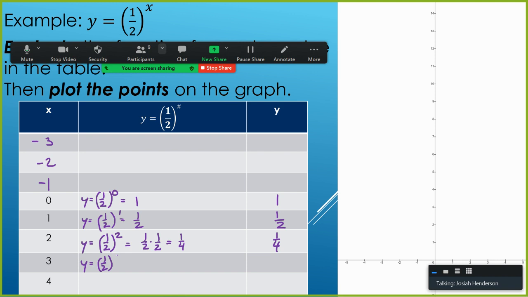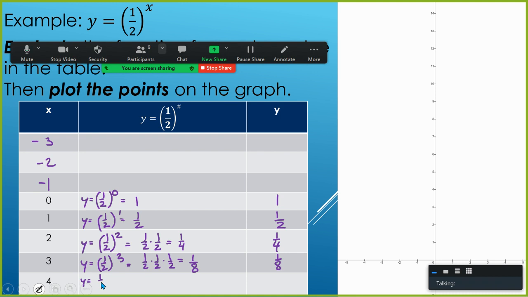Okay, let's do the next two. The third power, so that's 1/2 times itself 3 times. Now remember, the top is 1, 1, 1. That's just a 1. 2 times 2 times 2 gets us 8. 2 times 2 is 4, and then 4 times 2 is 8. So just check out what's happening with these outputs. They're getting smaller and smaller and smaller each time. 1, 1/2, 1/4, 1/8. Let's do our last one.